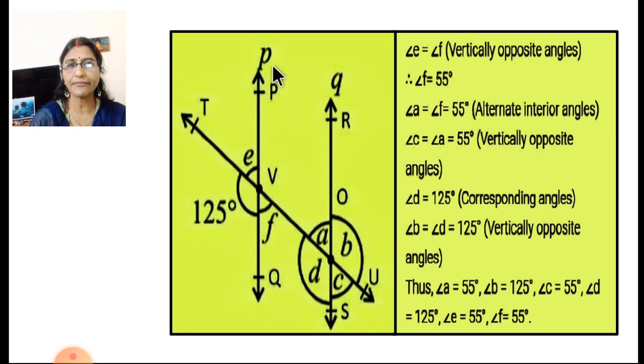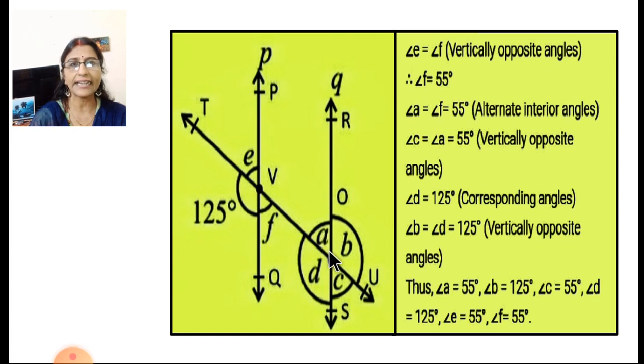And in the question they have given line P and line Q are parallel. So we will write angle A is equal to angle F, which is equal to 55 degree, and in bracket we'll write alternate interior angles. Now we got the value of angle A, which is 55 degree.